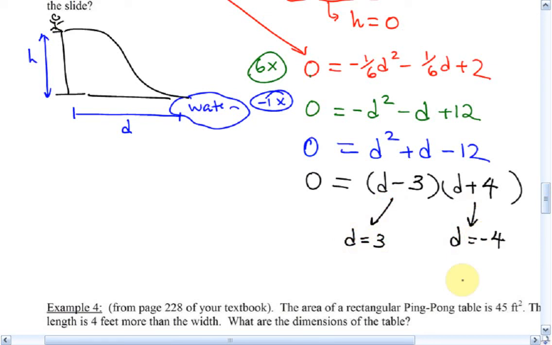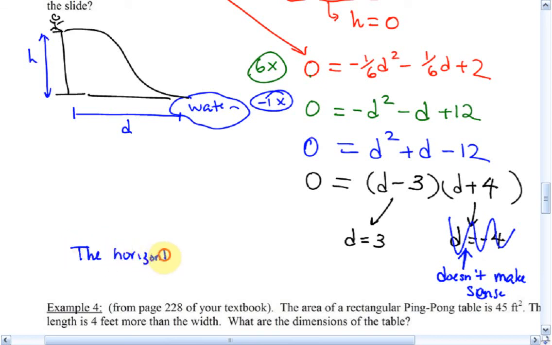These are word problems. You don't want to look like a fool and say, oh, the distance you traveled must be 3 meters and negative 4. What? How do you travel negative 4 meters? You go up the slide. No. So in this case, forget this answer, okay? The negative answer here doesn't make sense. So don't quote it to me. Therefore, if you want to answer the question, the horizontal distance is only 3 meters.